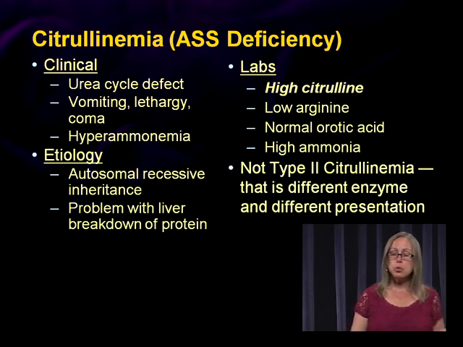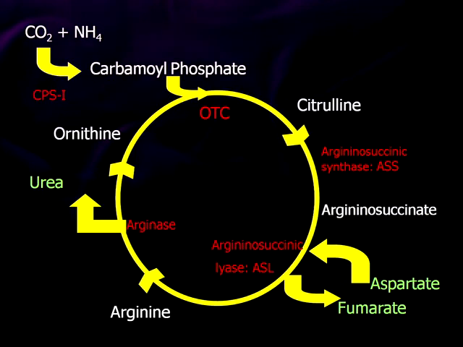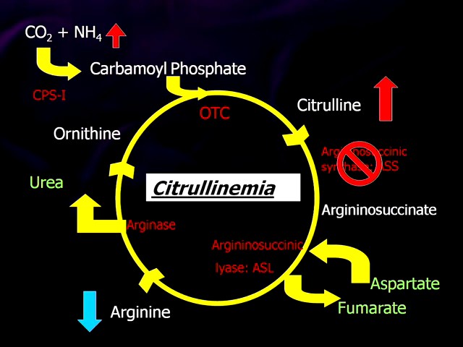Type 2 citrullinemia is a different enzyme and a different presentation. So this is type 1 citrullinemia. So again, here's the arginosuccinic synthase. So everything behind is going to back up. Citrulline's going to go up. Ammonia's going to go up. Everything past that's going to go down. So arginine goes down. And that's citrullinemia.